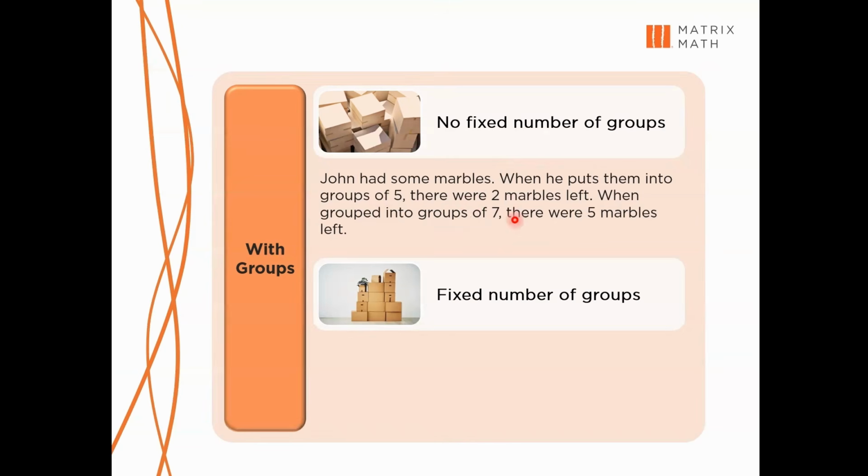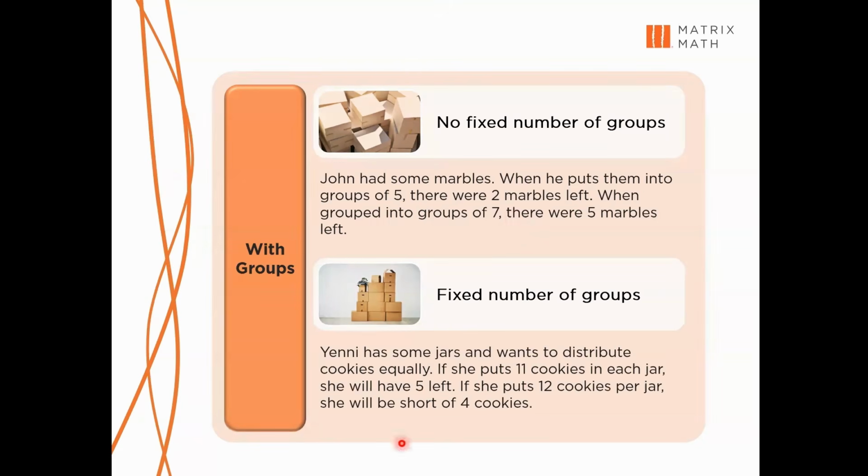Because in this example, John has some marbles. He just puts them into groups. It can be groups of 5, groups of 7, but there is no specific number of groups that he must get. It's not like he has a fixed number of groups that he needs to split into. What's fixed is the number within each group.